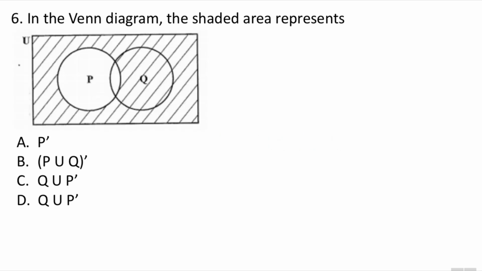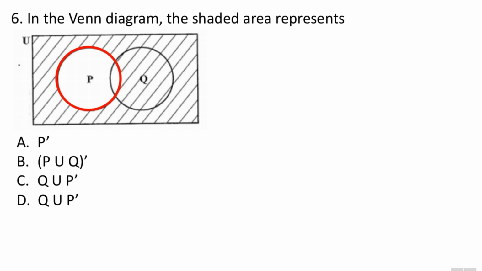Let's now have a look at question 6. In the Venn diagram, the shaded area represents. So look carefully at what's being unshaded, guys. Look at the unshaded region. I'm going to highlight it so you can see it. All of P is unshaded, but we're interested in the region that is shaded. So we can agree that the region that is shaded is not P. Okay?